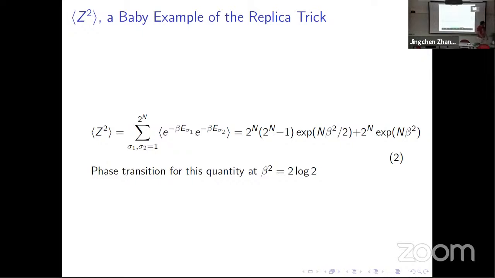So for Z squared, there's a phase transition in terms of which of these two terms dominates, which happens right here. If beta equals 0, this term is much, much bigger: this term is 4 to the n, this term is 2 to the n. At huge beta, this term is way bigger, so the second term dominates, because the thing in the exponent is much bigger. And here's where the transition happens. So, okay, that's crazy.